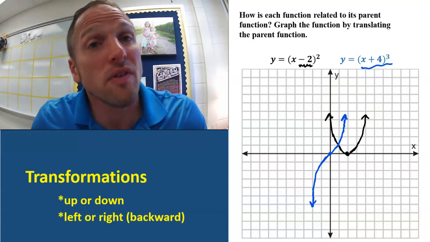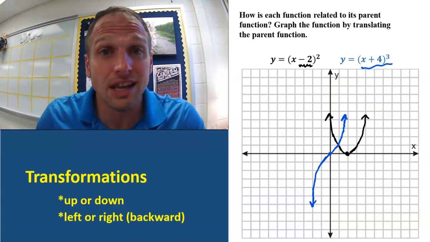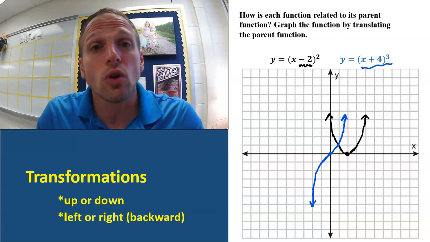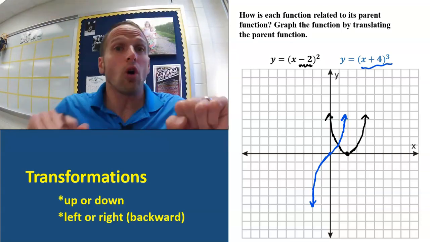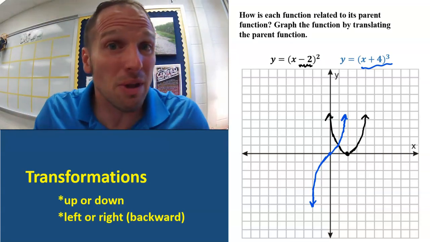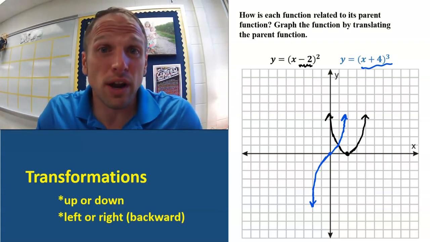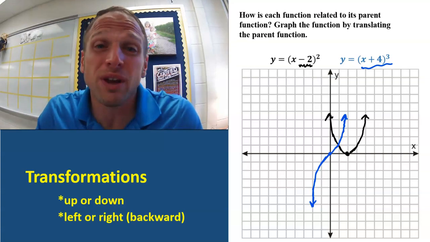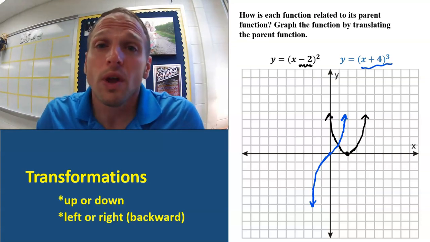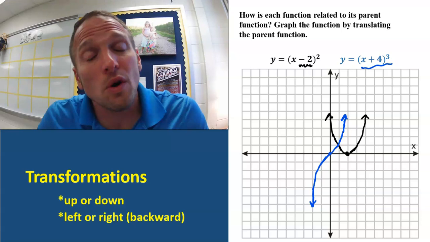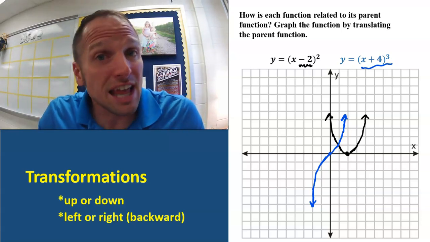Now, we've got a plus 4 in there, and it's inside with the x. So remember, the x is wrong answer, right? Like it's not going to make sense. So the plus 4, it would make sense to me to move it to the right 4, because that's where the positive numbers are, but x's are opposite. So instead of moving to the right 4, we're going to move to the left 4.